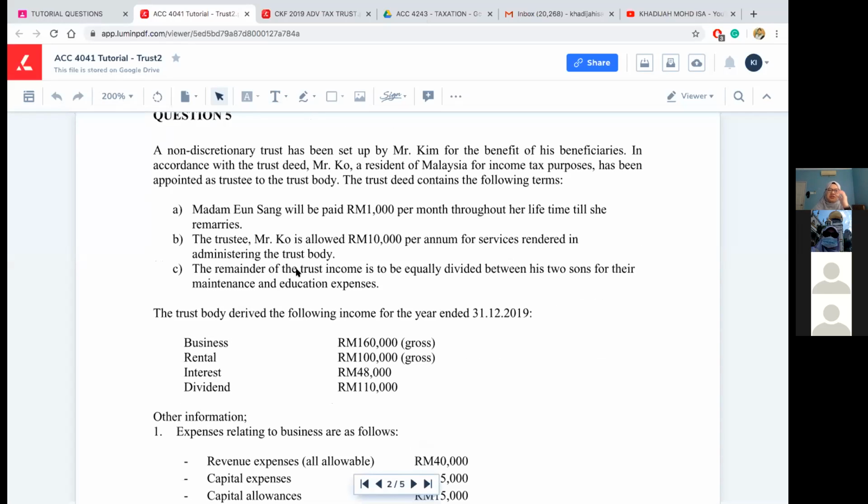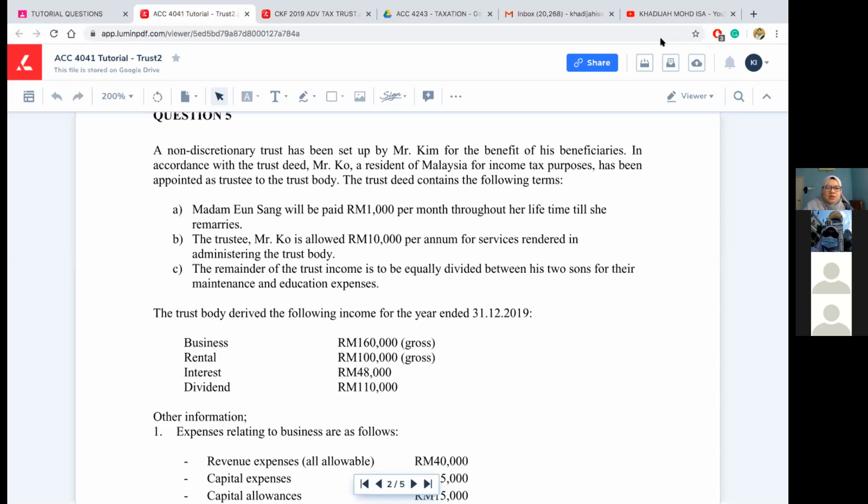Right, a non-discretionary trust has been set up by Mr. Kim for the benefit of his beneficiaries. A non-discretionary, did I mention a non-discretionary trust? In accordance with the trust deed, Mr. Ko, a resident of Malaysia for income tax purposes, has been appointed as trustee to the trust body. The trust deed contains the following terms. Madam Eun Sang, Korea, will be paid 1,000 ringgit per month throughout her lifetime till she remarries. So this one is what we call annuity.